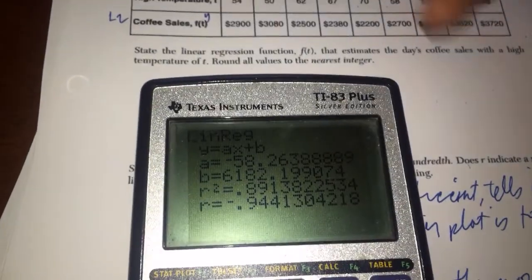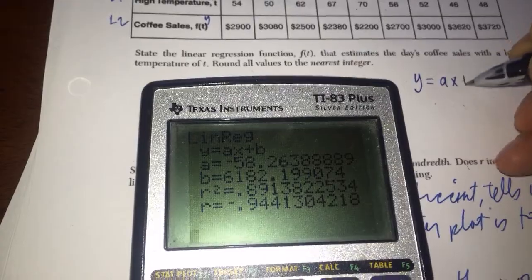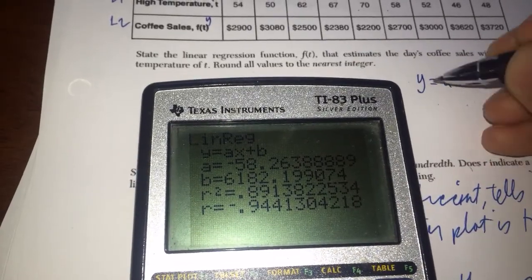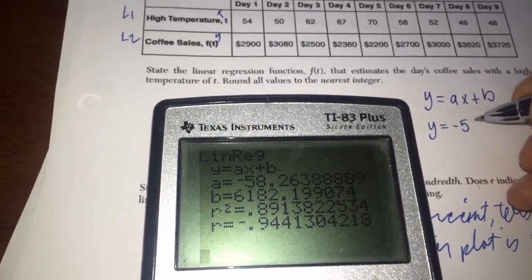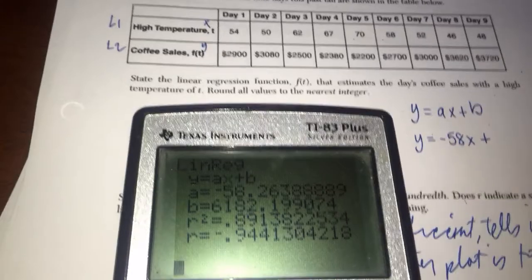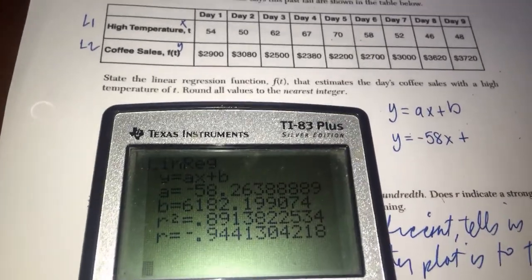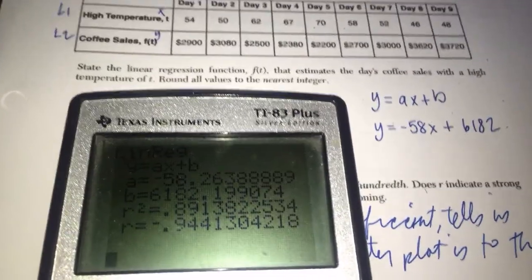It says to round all values to the nearest integer, so this is the linear regression. If my A value is negative 58.26, I'm going to say negative 58x. An integer is a positive or negative whole number. My B value is 6,182 rounded to the nearest integer.